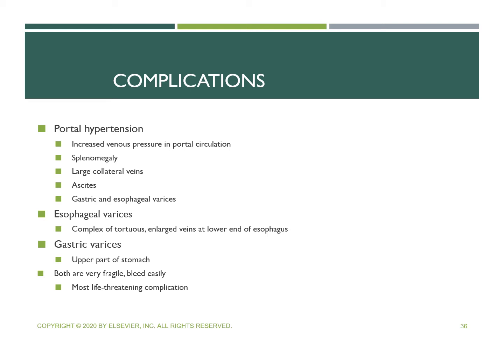You also have esophageal varices. These are tortuous, enlarged veins at the lower end of the esophagus, and they also result from the portal hypertension. And then the gastric varices are in the upper part of the stomach. Both are very fragile and bleed easily, and the patient could suffer life-threatening complications if they bleed and rupture.